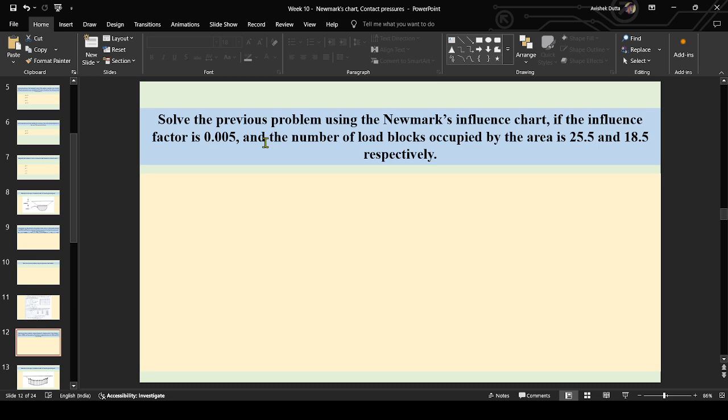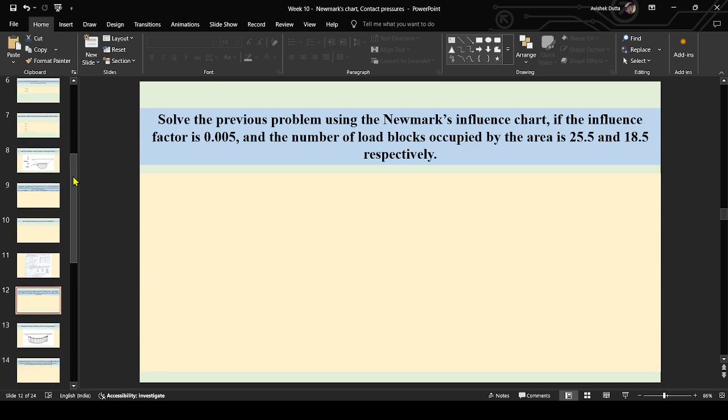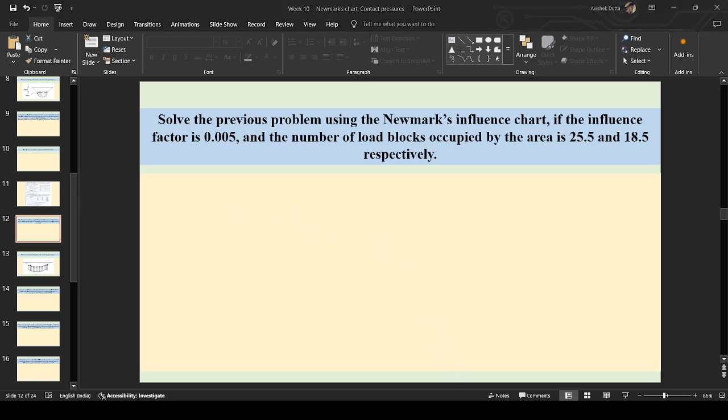So everything is given. You just have to put it in the formula and find out the vertical stress at the depth of 5 meter. Anyway, this area needs to be found out from the Newmark's chart, but since placing the area on the Newmark's chart and doing the problem is not feasible right now, the number of load blocks occupied by the area have been given. Please let me know if you have finished writing the question and if you have any doubt regarding this question.